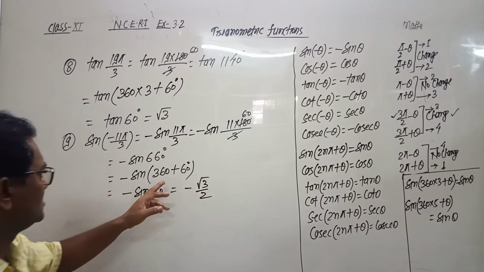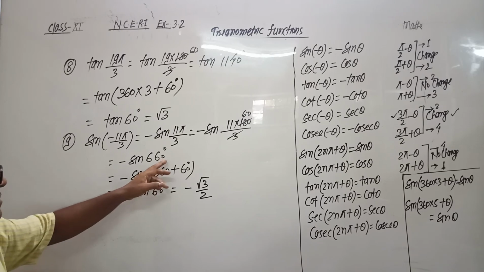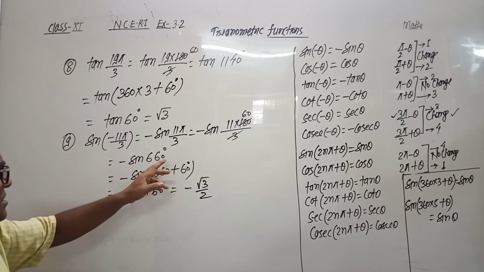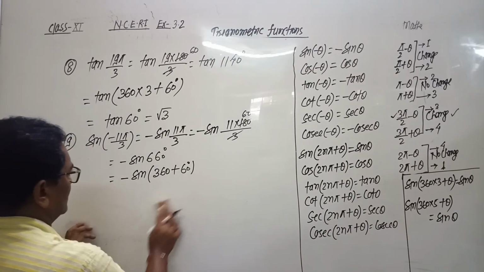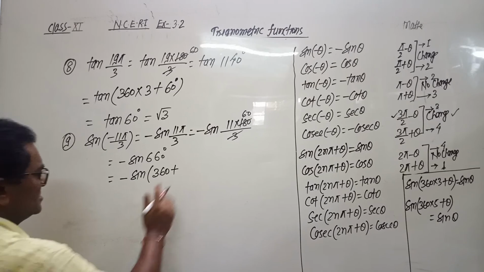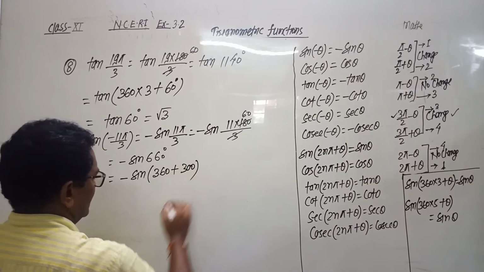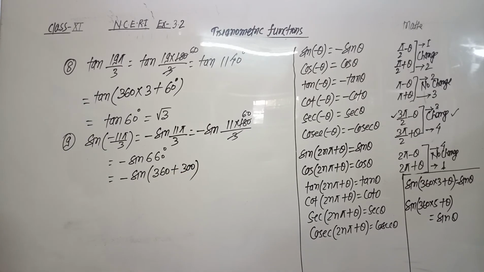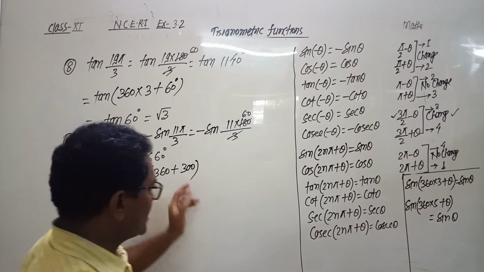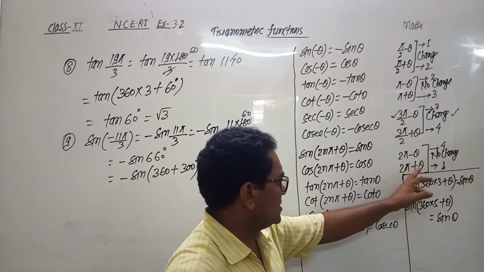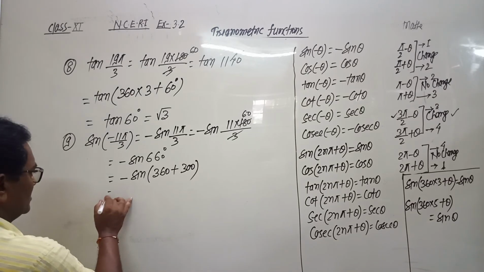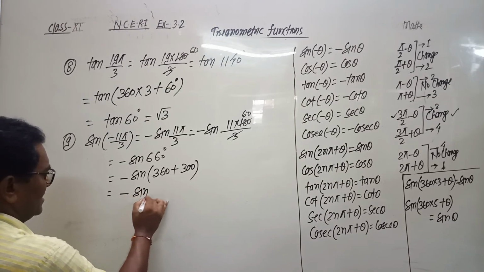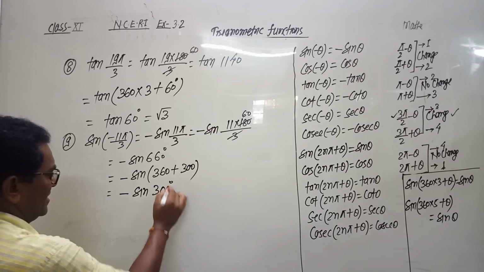Now minus of sine 660, this would be written as 360 plus 300. Sine of 360 plus 300, so theta is 300. And we use the formula 2 pi plus theta, and there is no change. So it remains minus sine theta, 300 degrees.